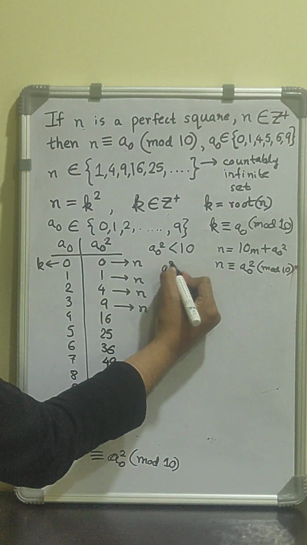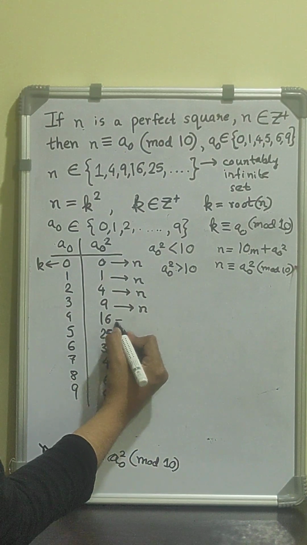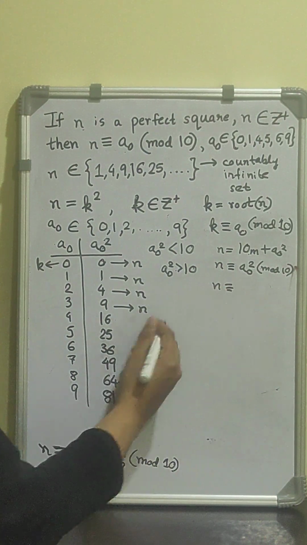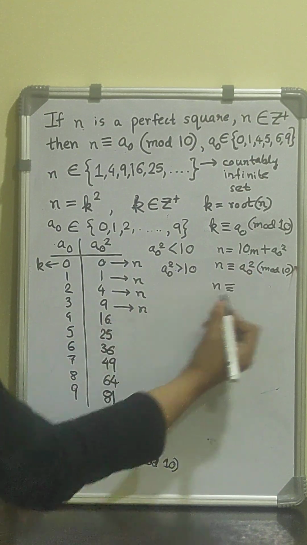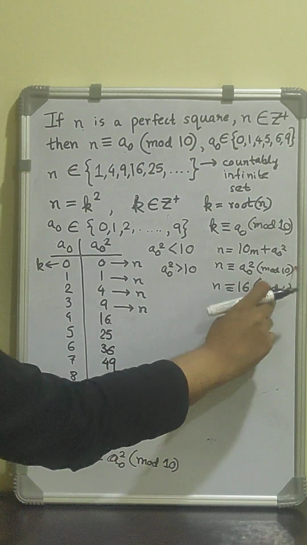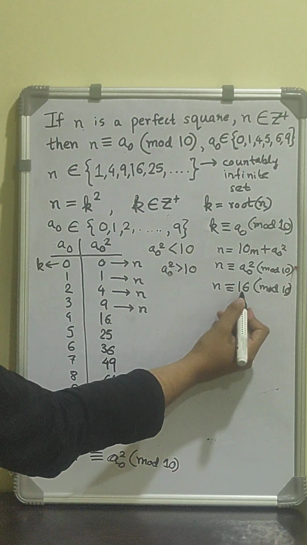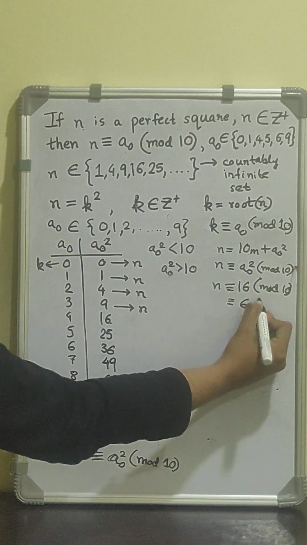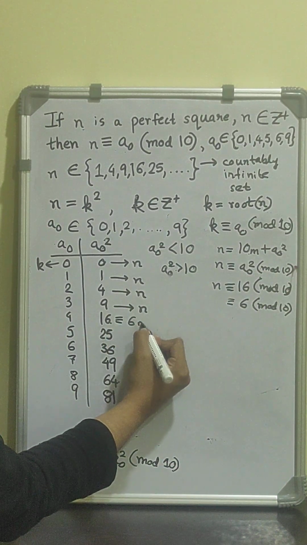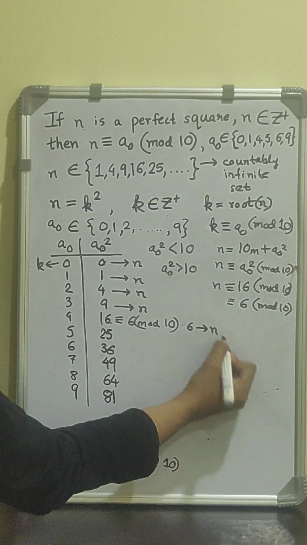Only when a0 squared happens to be greater than 10, like 16 here, we have to do something more. When a0 squared is 16, n is congruent to 16 mod 10. In these representations when a0 squared is greater than 10, we just have to divide by 10 and write the remainder. So this is simply mod 10. That way this will be 6 mod 10. So the last digit of n is 6.